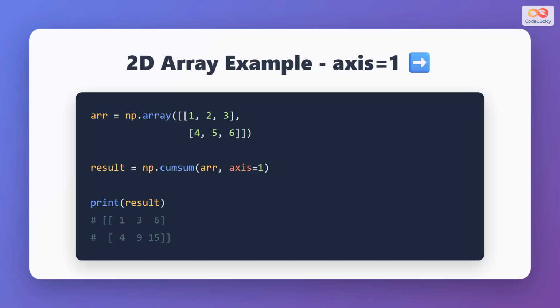Now let's use axis equals 1 on the same array. This time we compute cumulative sums across each row. The first row becomes 1, 3, 6 as we add across. 1, then 1 plus 2, then 1 plus 2 plus 3. The second row becomes 4, 9, 15. 4, then 4 plus 5, then 4 plus 5 plus 6. This is perfect for calculating running totals within each individual record or observation.